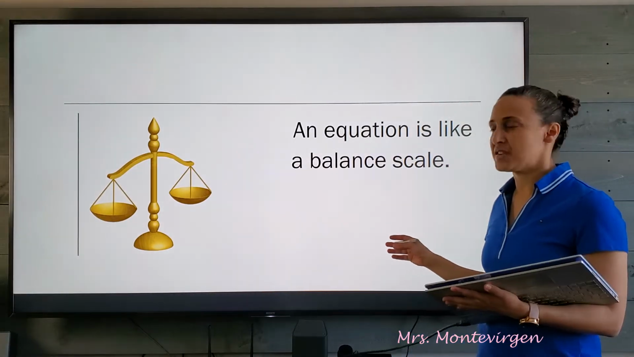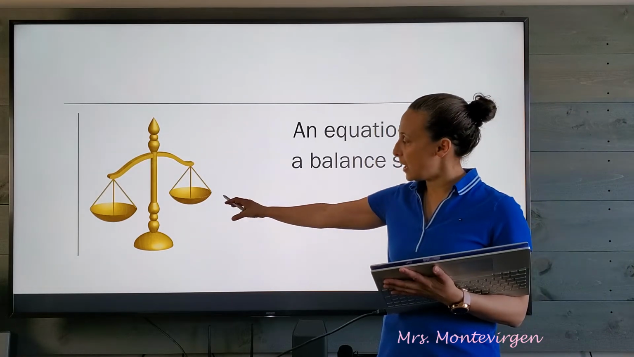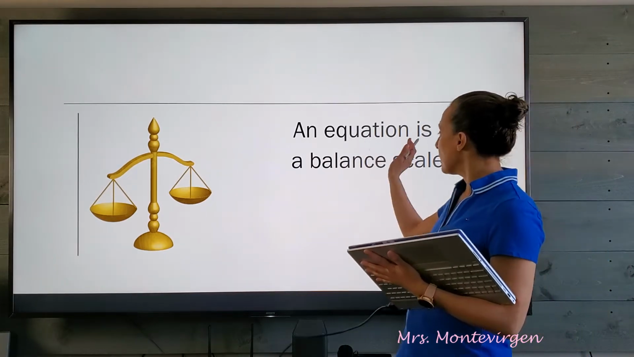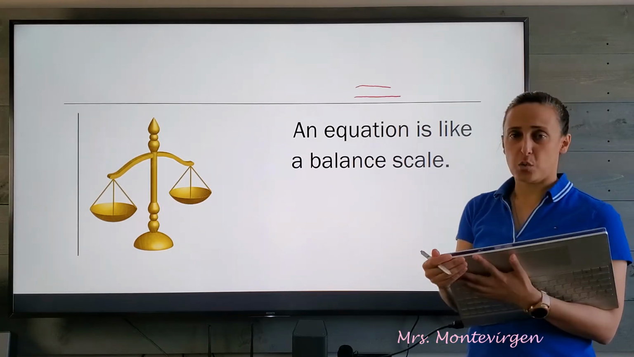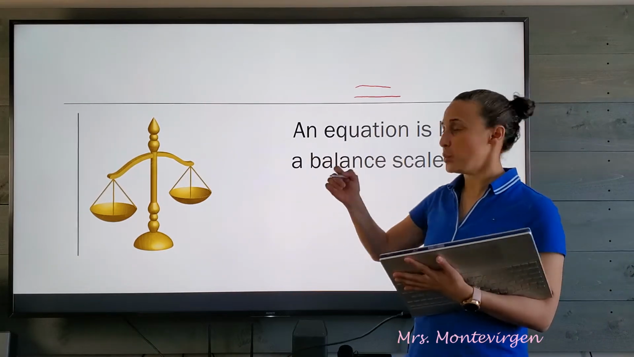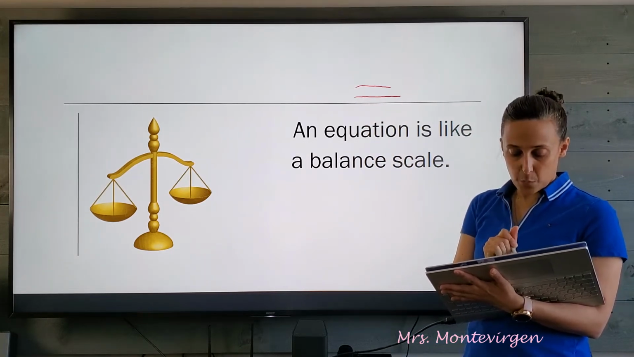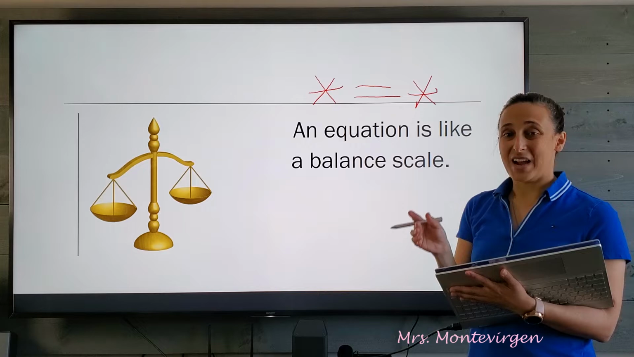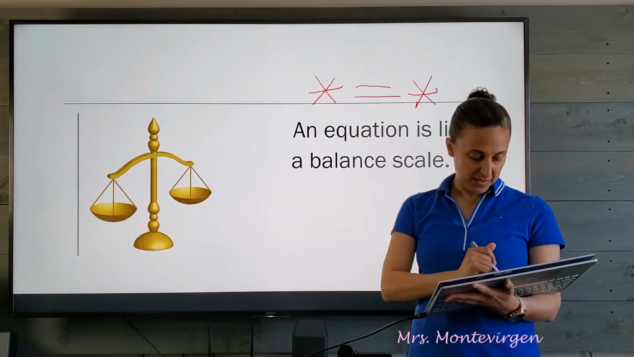So let's start off with a simple statement here. An equation is like a balance scale. So we'll have a good diagram right here. Now, if you think back to the previous lessons that I've already done, when we're talking about an equation, we're talking about that good old-fashioned equal sign. When we are talking about an algebraic statement, it turns into an equation because we're using that equal sign. Now, the key with this being a balanced scale is that your numbers on both sides of that equal sign have to be the same.